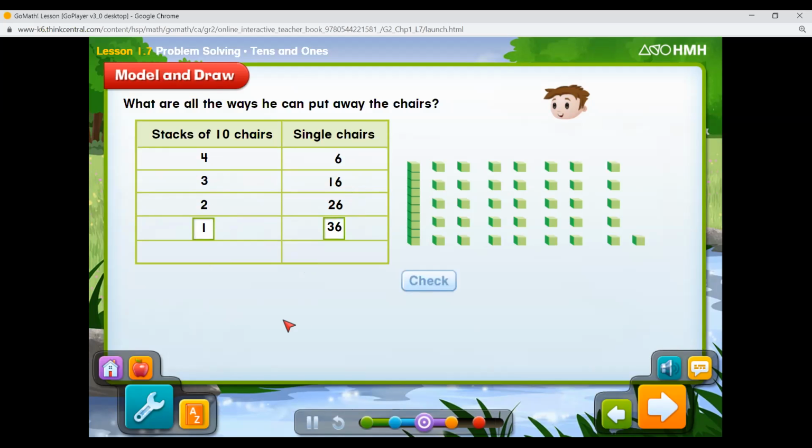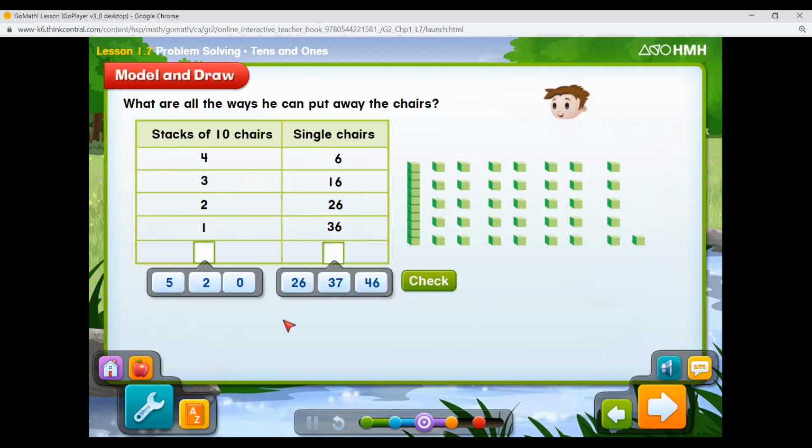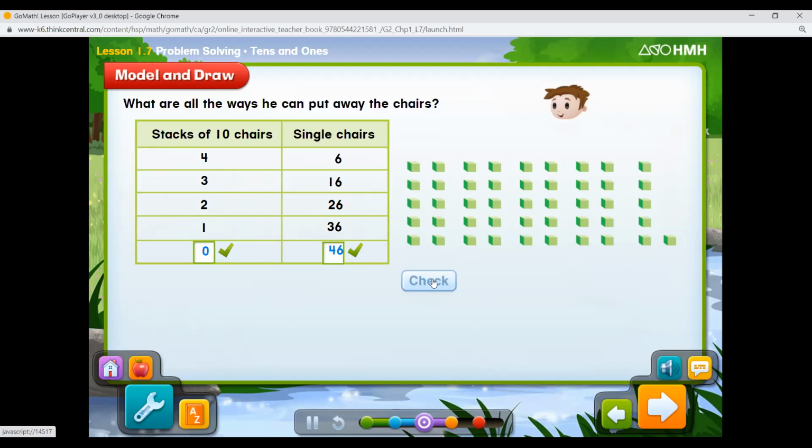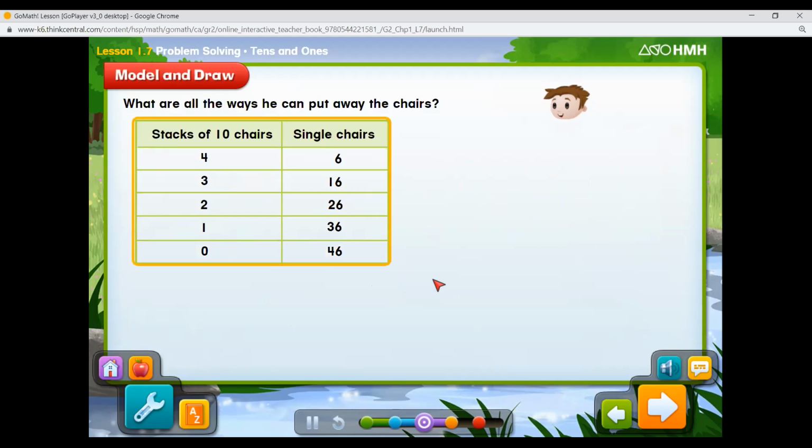Great job! 1 less than 2 is 1, and 10 more than 26 is 36. Good job! 1 less than 1 is 0, and 10 more than 36 is 46. So these are all the ways Mr. Winter can put the chairs away.